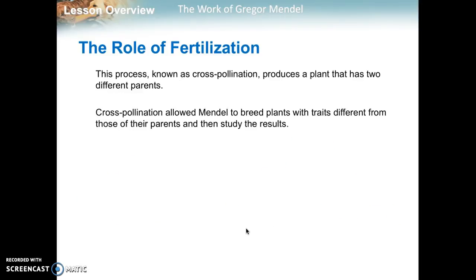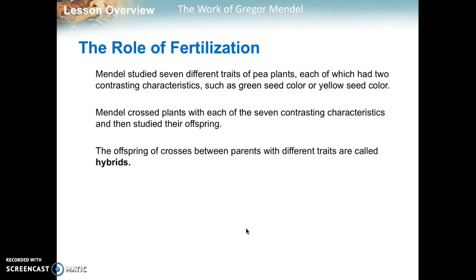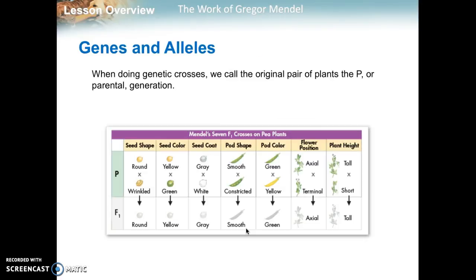This cross-pollination has 2 different parents. Thus, they inherit traits from both of the parents, and he would then study the results. So he studied several different characteristics, including seed color, height, seed shape, and pod shape. There were actually 7 contrasting characteristics that he studied, and the crosses between parents with different traits are known as hybrids.